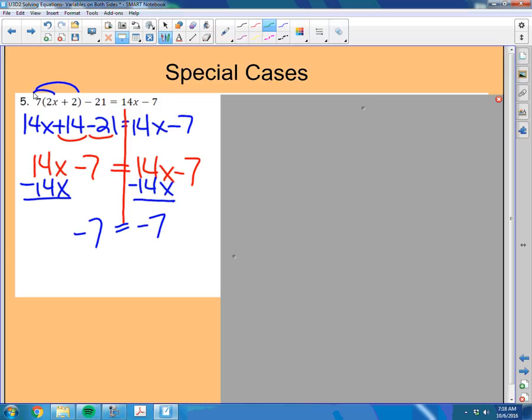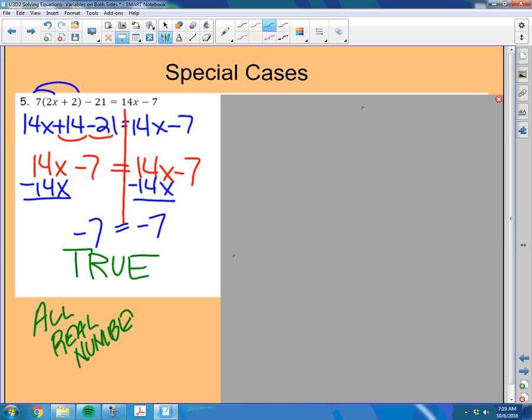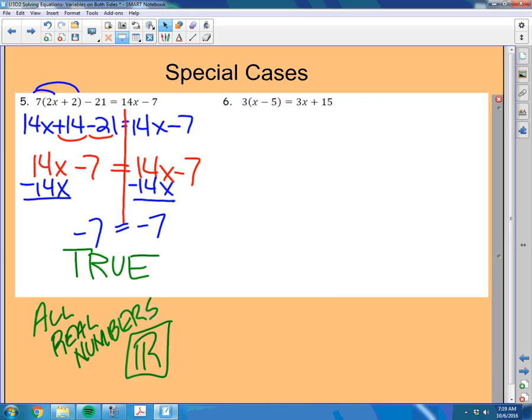Now, in instances where the variable goes away and you're left with a sentence that is true, which this is because negative 7 equals negative 7, then the answer is all real numbers. Because any number you plug in for x will end up being a true statement. And you can check. I usually check a positive and a negative number that are different. That will sometimes help me figure it out. So when you end up with a sentence with no variables that is true, then your answer is all real numbers. Let's go to the other side.